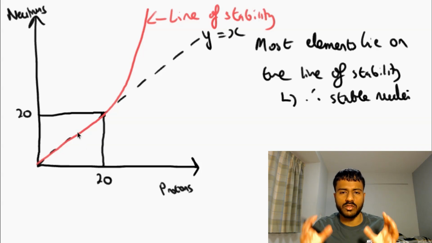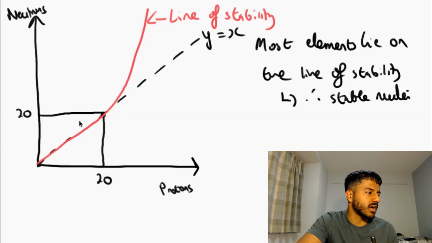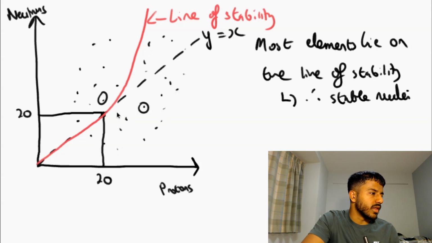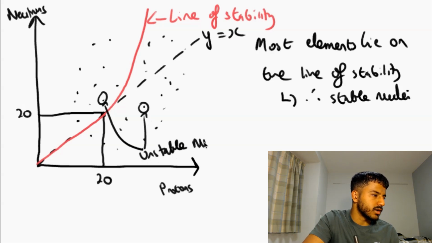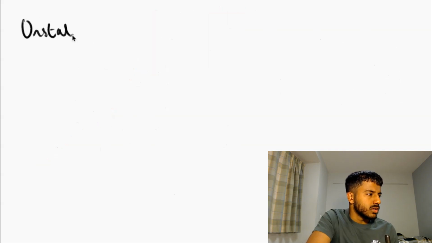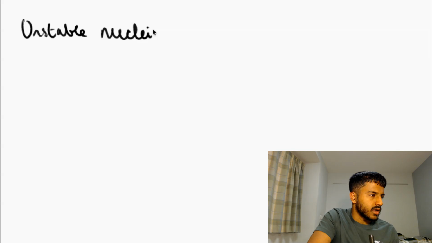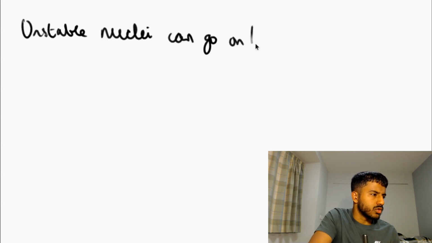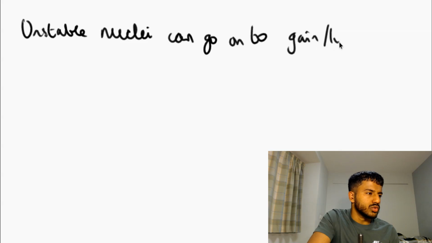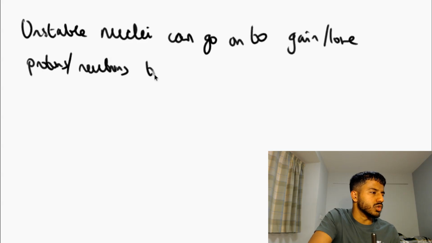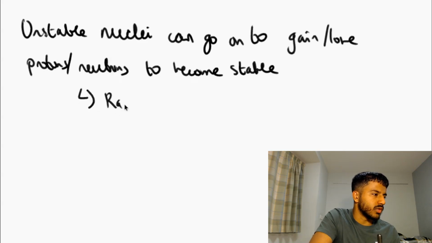Now, as I said earlier, this graph depicts all possible nuclei. So we could have nuclei that are unstable in these sort of areas on the graph, where these here are all forms of unstable nuclei. Unstable nuclei can go on to gain or lose protons or neutrons in order to become stable. This process here is known as radioactive decay.